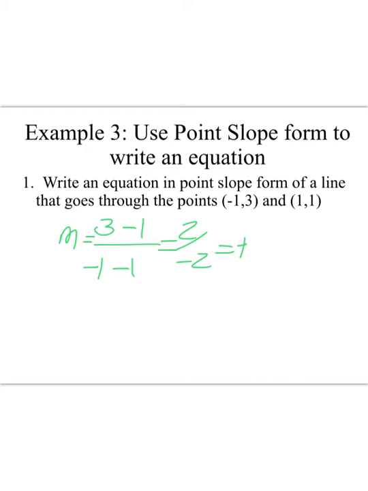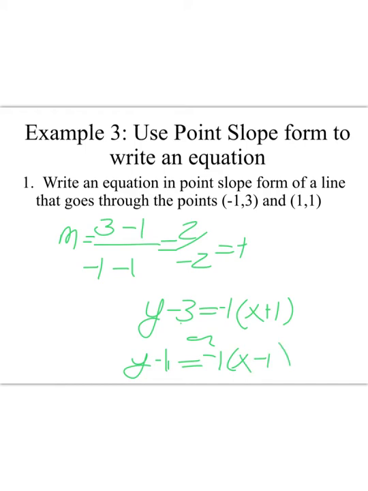You can actually pick either of the points to plug in for your point slope form. So there's actually 2 correct right answers. You could have y minus 3 equaling -1 times x plus 1, or you could have y minus 1 equaling -1 times x minus 1.